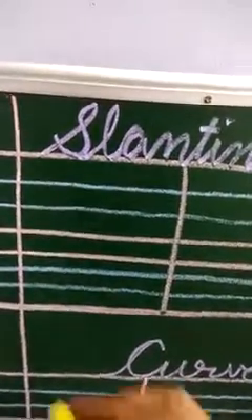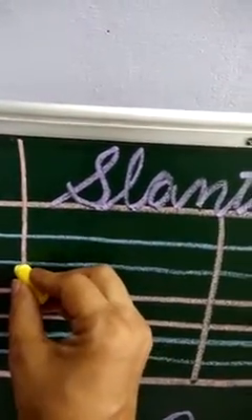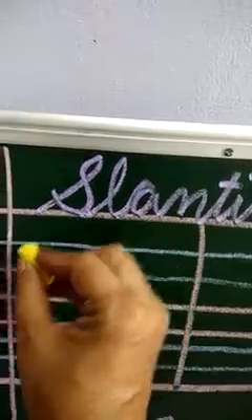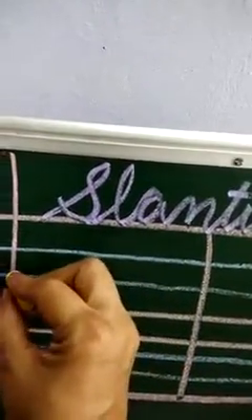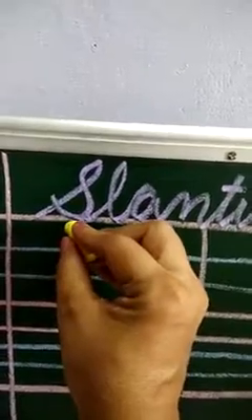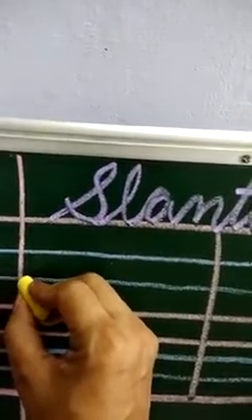What is slanting line? I will tell you how to make slanting line. See, it is not a straight line. It is going a little bit slant, what we call a little bit tilted, it will go like that only. Okay, how to write slanting line?